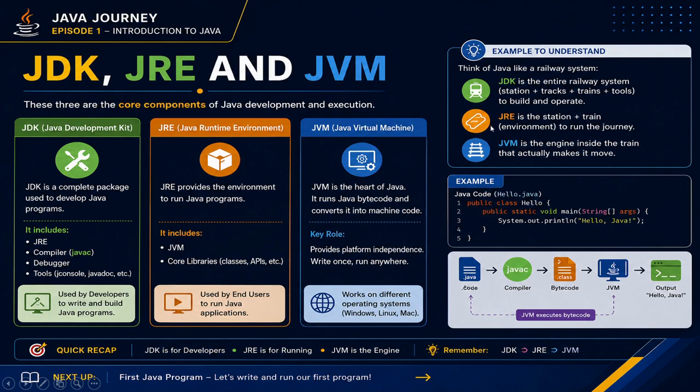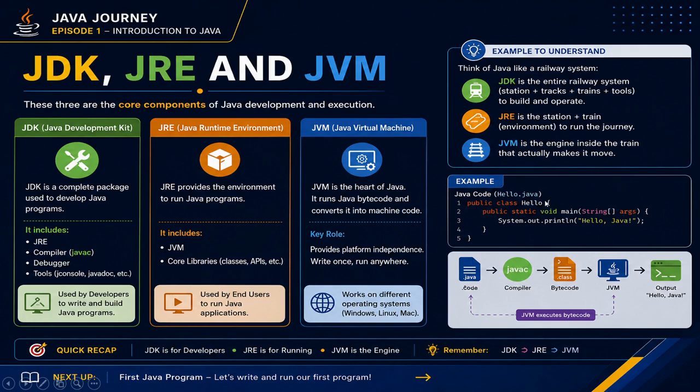Now let's understand this with a simple analogy. Think of Java like a railway system. JDK is the complete railway setup, JRE is the train environment, and JVM is the engine that actually runs the train. This analogy makes it much easier to remember. Analogy also improves memory retention massively.